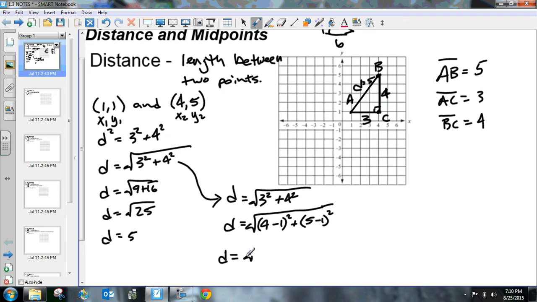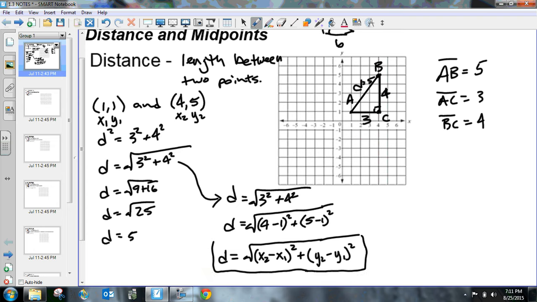D is equal to the square root of the quantity 4, and 4 is x sub 2, minus 1, which was just x sub 1, quantity squared, plus 5, that's y sub 2, minus 1, which is y sub 1, squared. And guys, what I have here is a formula, and this formula will work with any 2 points, so you can just plug in the points.